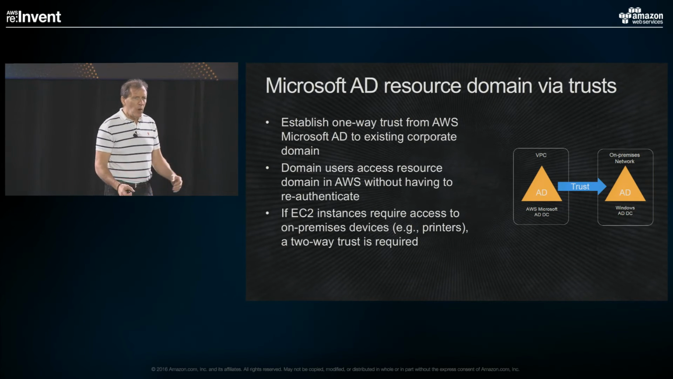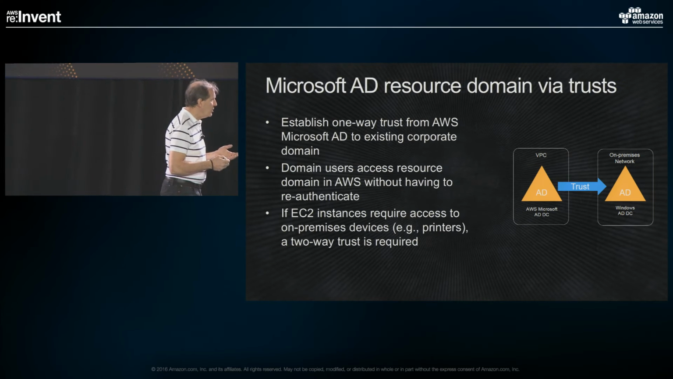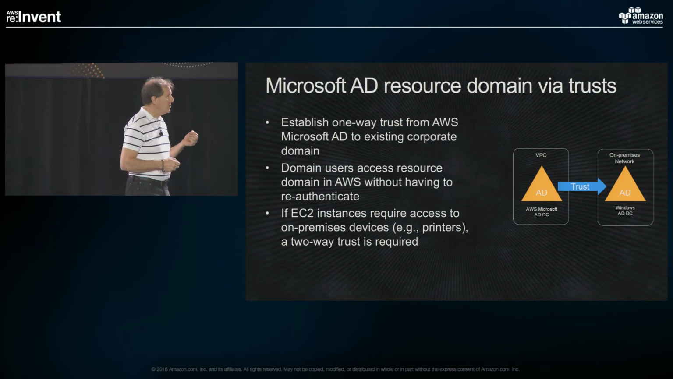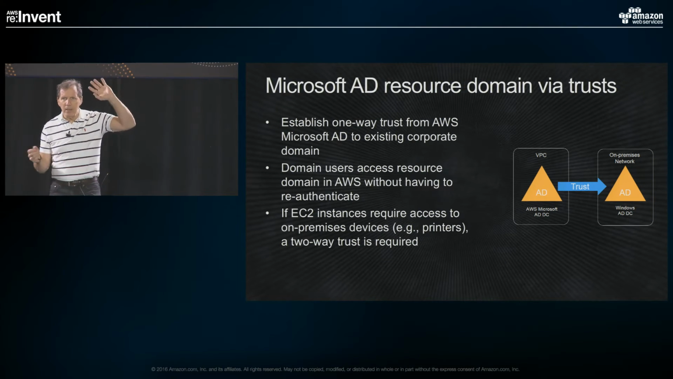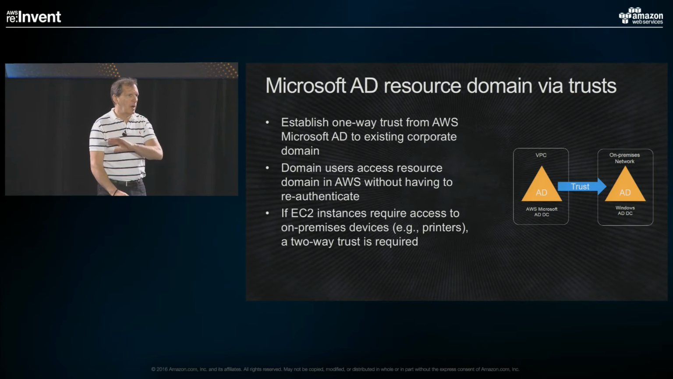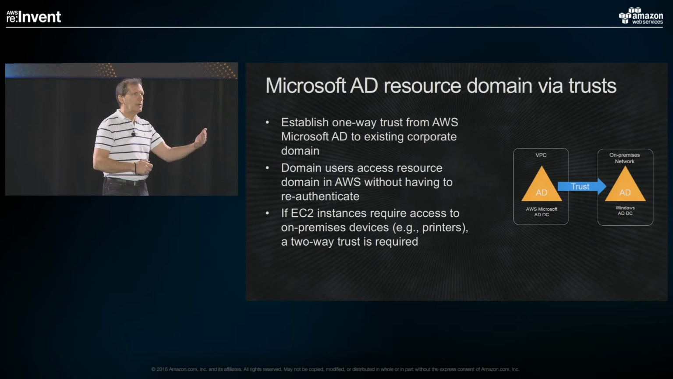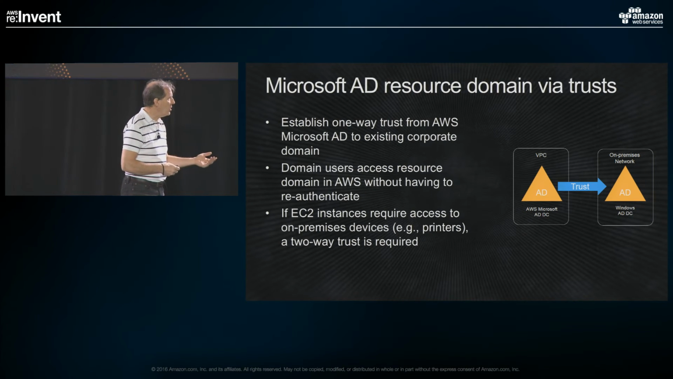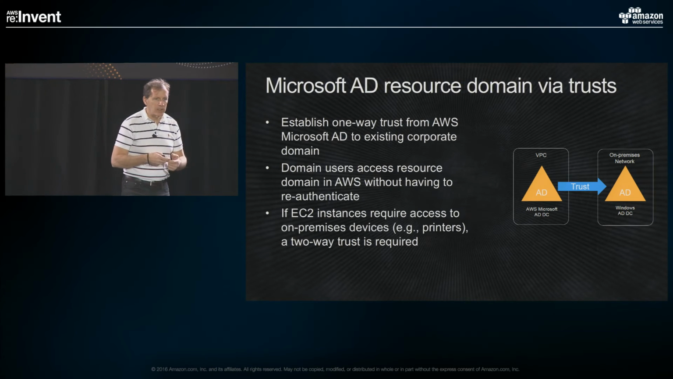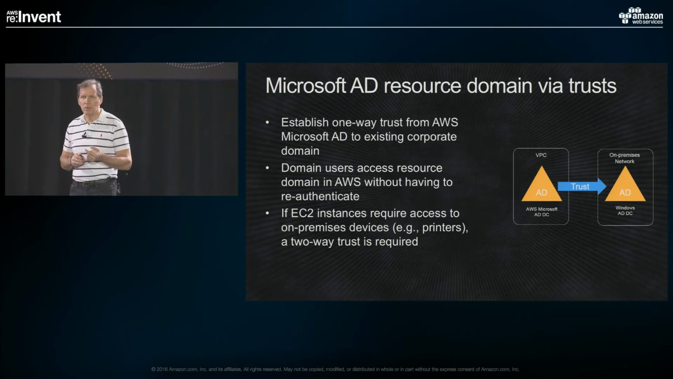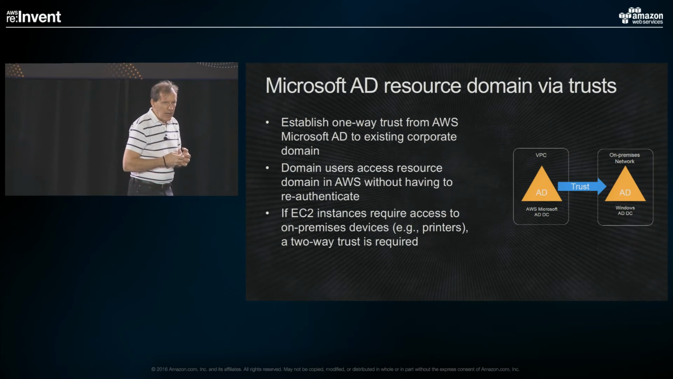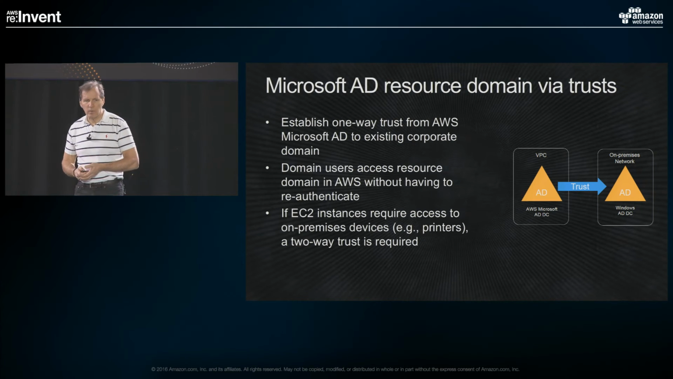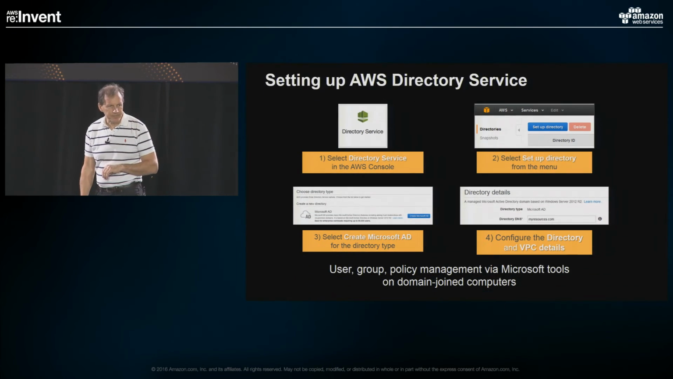The trust models that are supported are one-way trusts or two-way trusts. In a one-way trust, are you familiar with trusts? All right. Okay. So if you have a one-way trust from AWS to your on-prem, then we can recognize and provide access control for your on-prem users. You can do a two-way trust. A two-way trust can be useful if you have on-premises resources like printers that you might want your applications in the cloud to have access to. You'd need to have a two-way trust. And this gives you access to the resources without having to re-authenticate. So that's the model that we support with Microsoft AD.